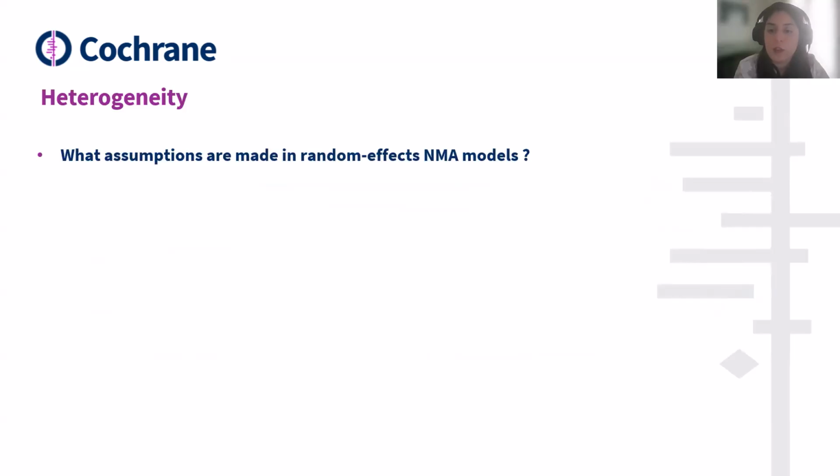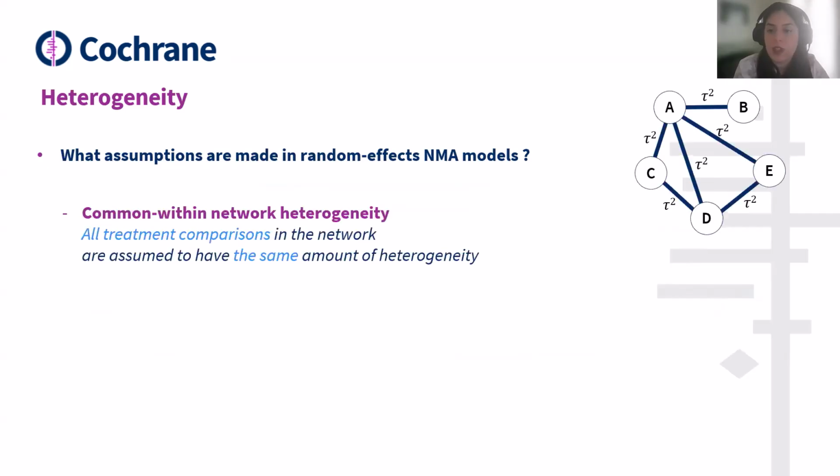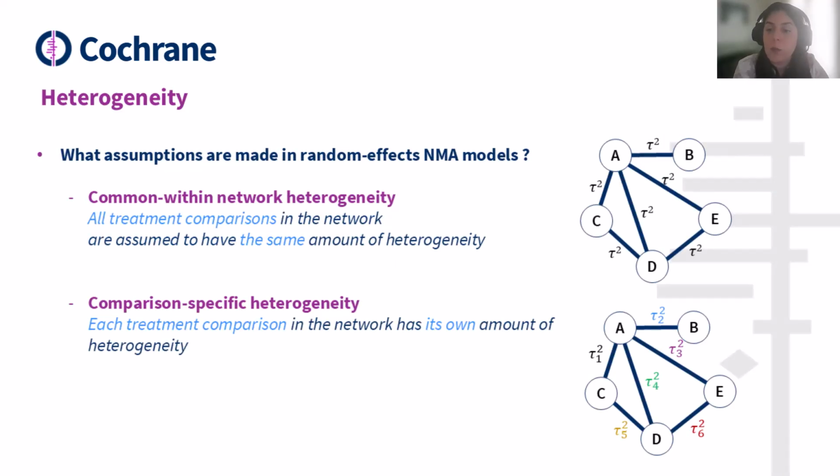In network meta-analysis random effects models, there are different assumptions that we can make about heterogeneity. We can assume that the between-study heterogeneity is the same across all treatment comparisons. This is the most common approach, especially when there are only a few studies for each treatment comparison, as it allows for combining information across all the comparisons. Another option is to assume comparison-specific heterogeneity. In this case, each treatment comparison has its own unique level of heterogeneity.